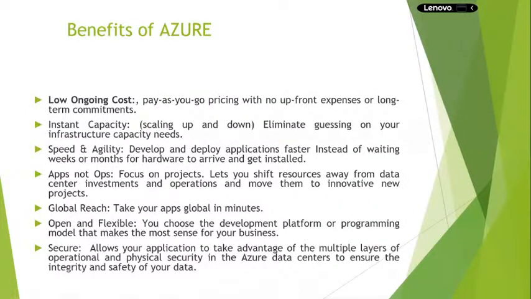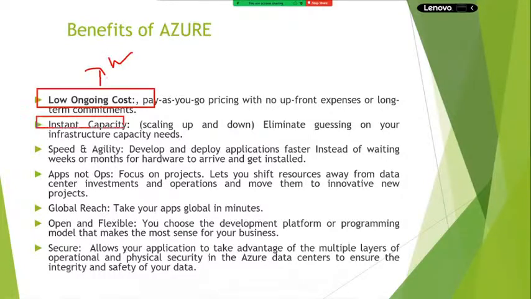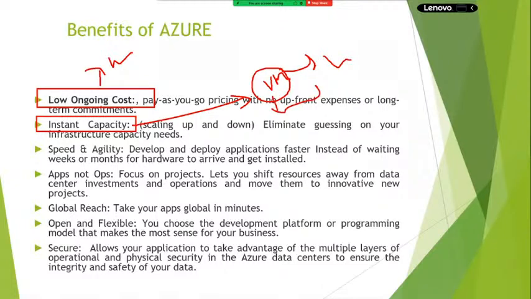Remaining all, see, it is low cost. Compared to AWS, Azure costs less. Next, instant capacity. Instant capacity in the sense I would like to increase or downgrade the size of a VM or the configuration of the app services. Anytime, anywhere, if you have internet connectivity, you can downgrade or upgrade the configuration of your application. That is instant capacity, like instant coffee. Next, speed and agility. Next, global reach. Your data can be distributed across the globe in minutes.